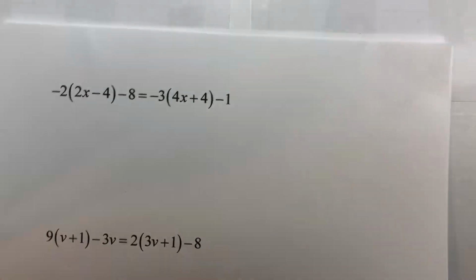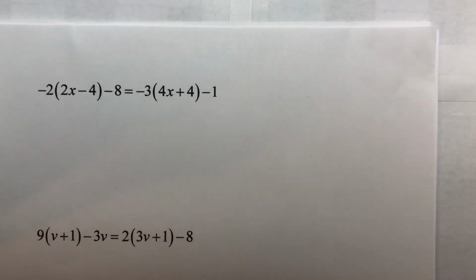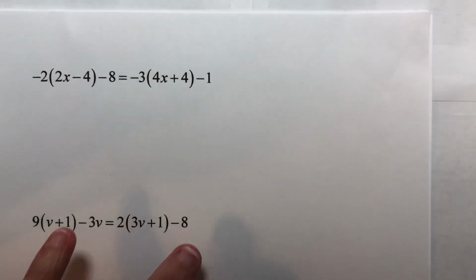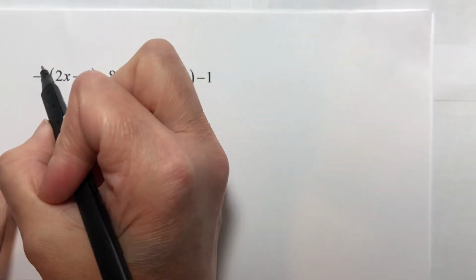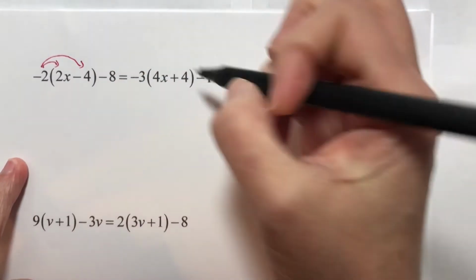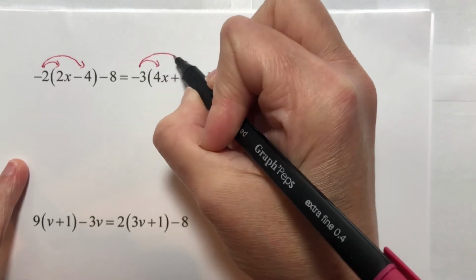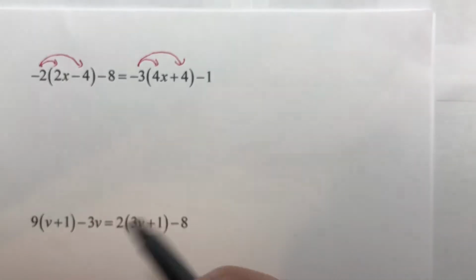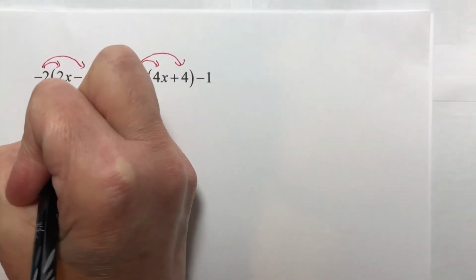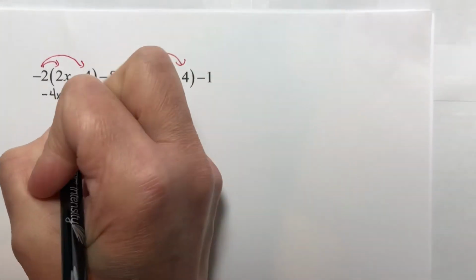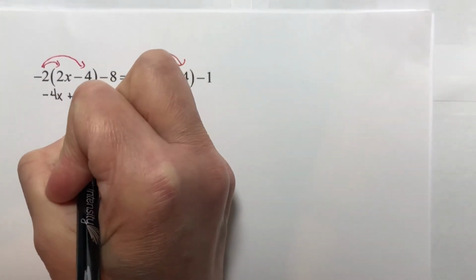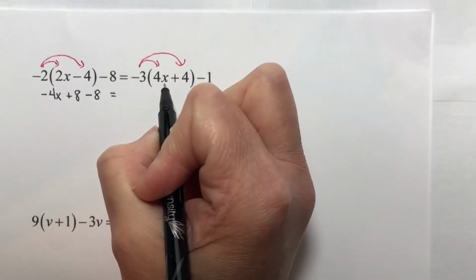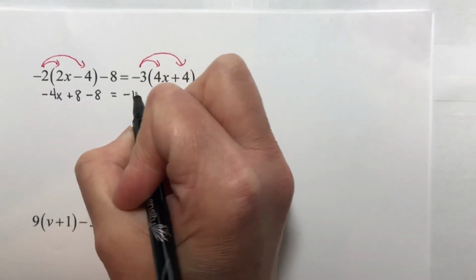Let's look at this problem. We have some simplifications to get done on both sides. We have distributions. So here I need to distribute a negative 2. And here I need to distribute a negative 3. Negative 2 times positive 2 would be negative 4x. Negative 2 times negative 4 is positive 8. And then I have the minus 8 is equal to negative 3 times 4x would be negative 12x.